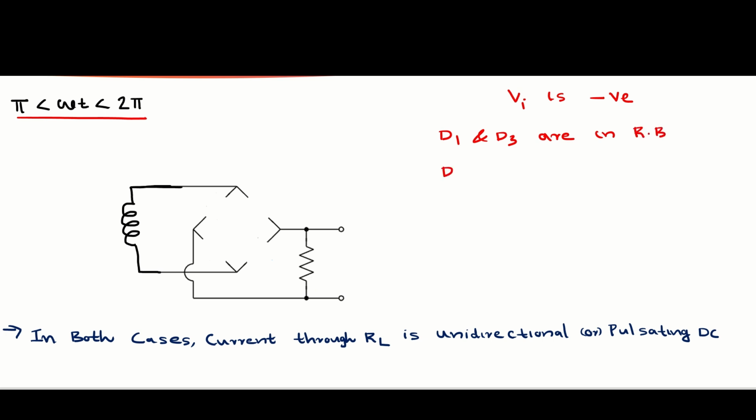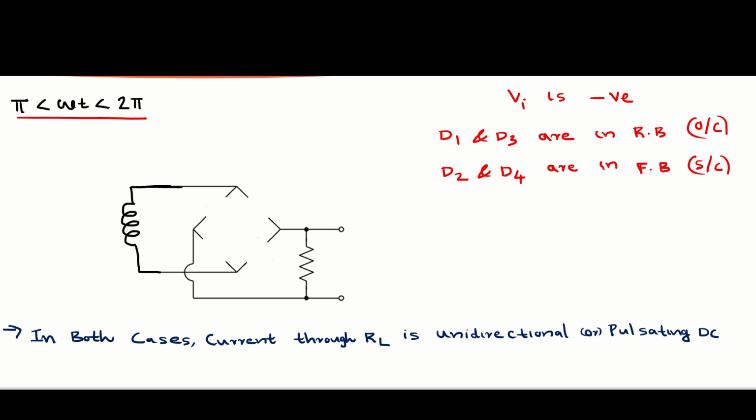And the D2 and D4 are in forward bias. That means they start conducting. Okay, so the forward bias diodes can be replaced as a short circuit, and the reverse bias diodes can be replaced as an open circuit.